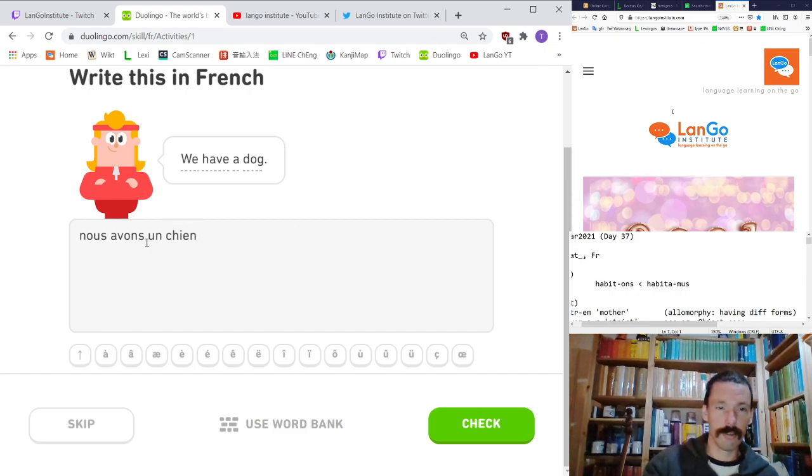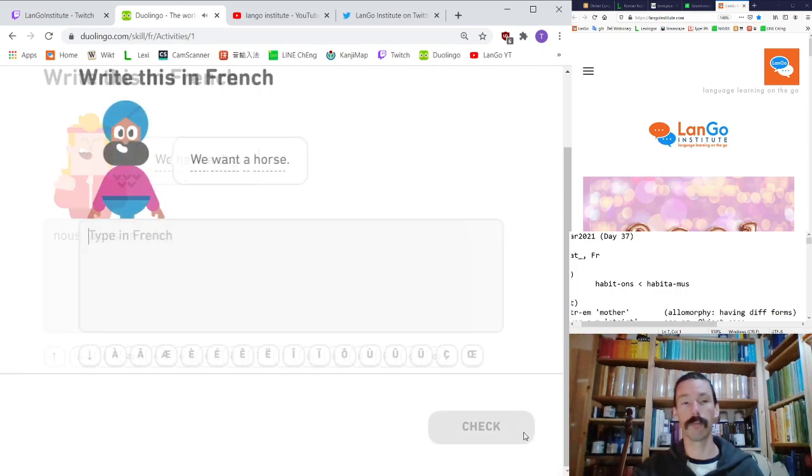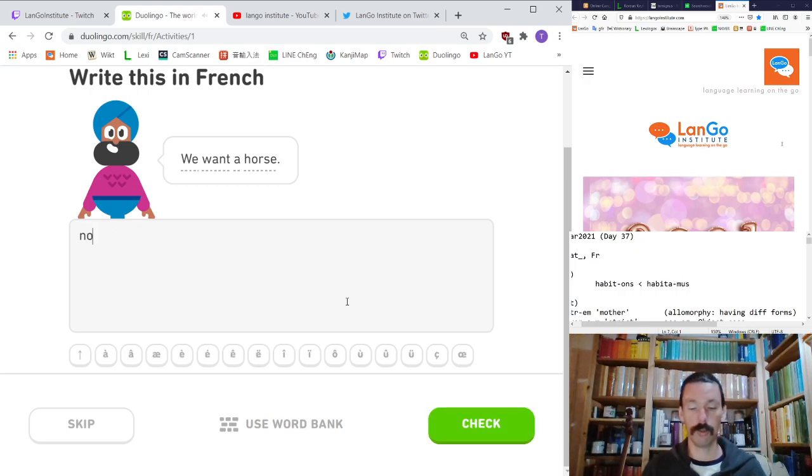These final ends, the ends coming after a vowel, color those vowels. Avons, un, chien. They are no longer heard as an N, which we sometimes put at the end of a word in English. We have nasalized vowels. We want a horse. Nous voulons is the form. Un cheval.